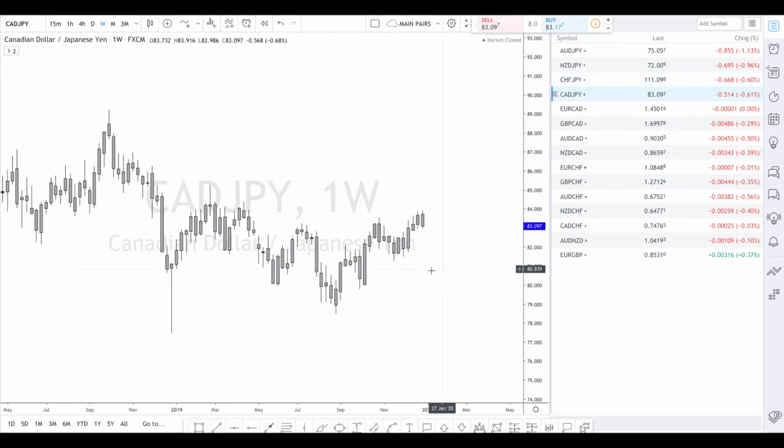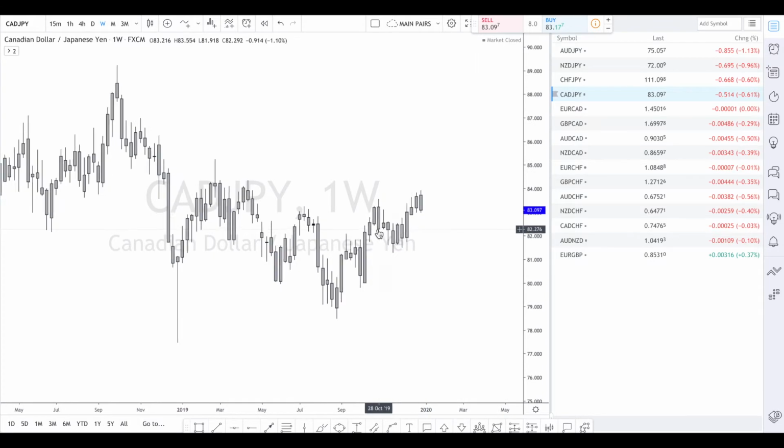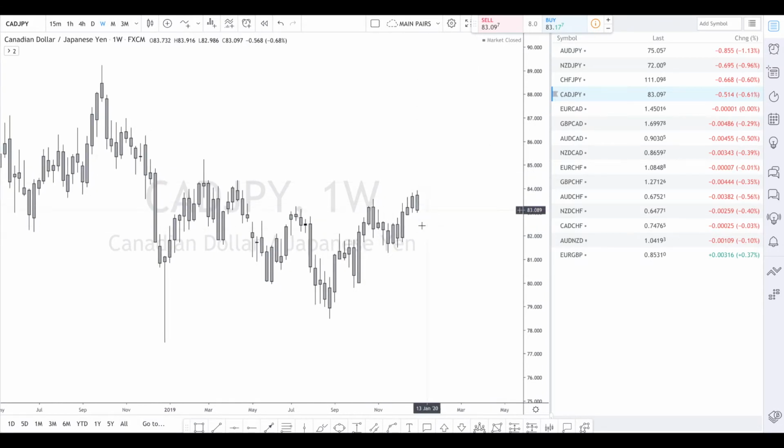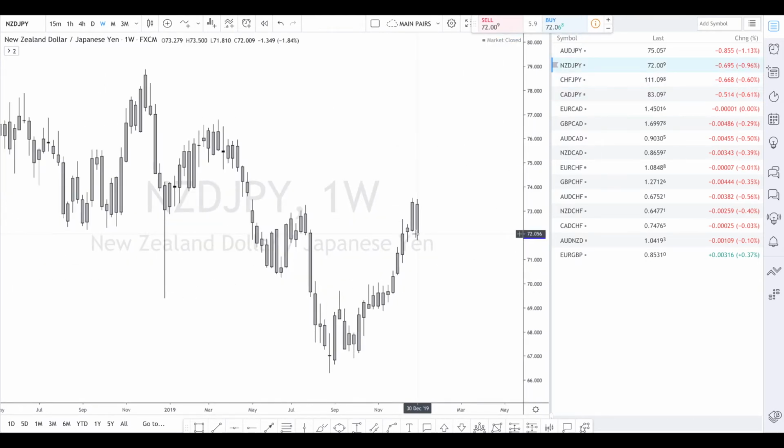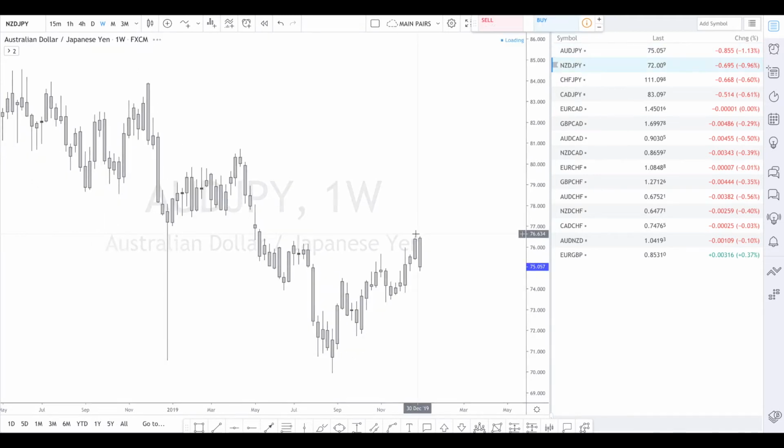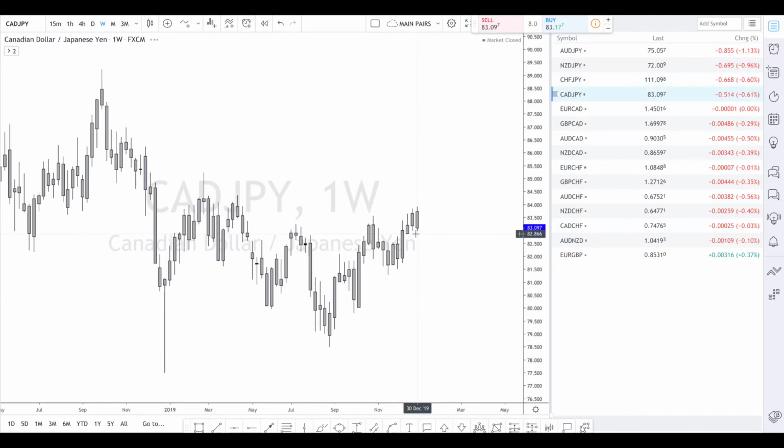CAD, you can see CAD obviously is a commodity currency as well. So you can see CAD also in regards to the yen, again, different price structure. But you can see overall, when we look at all of our yen pairs, we've been in a risk on environment. So we've been buying risky assets and selling the yen, which is why overall the yen pairs were moving higher.